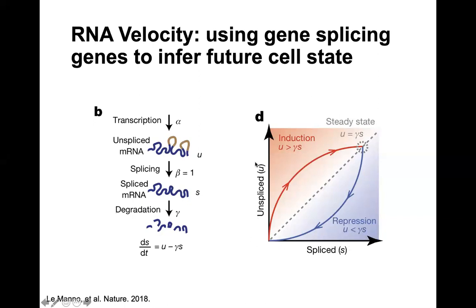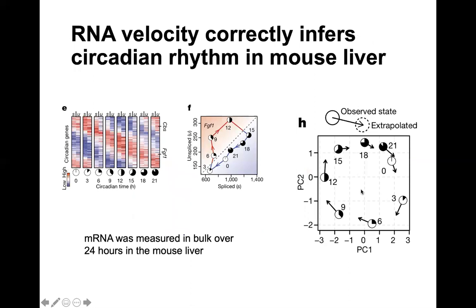And so you can look at the ratio of unspliced to spliced RNA to find out where you are in this space. And there's a number of really cool experiments that they did. One of the first ones was bulk RNA in mouse liver. Actually, I think that they didn't do this. I think that they analyzed the publicly available data.